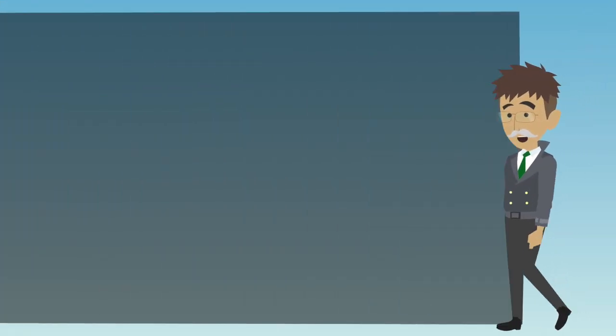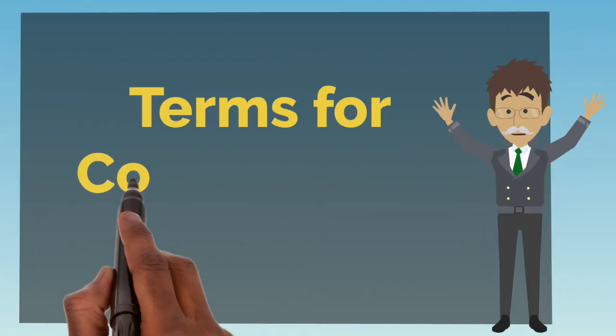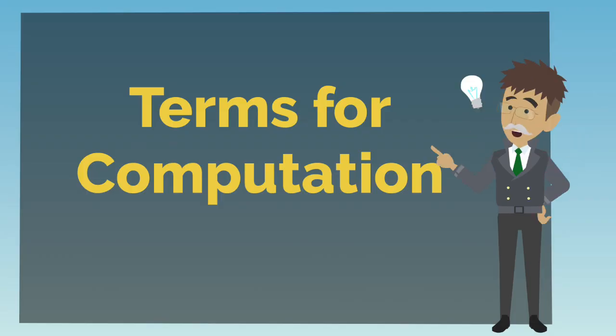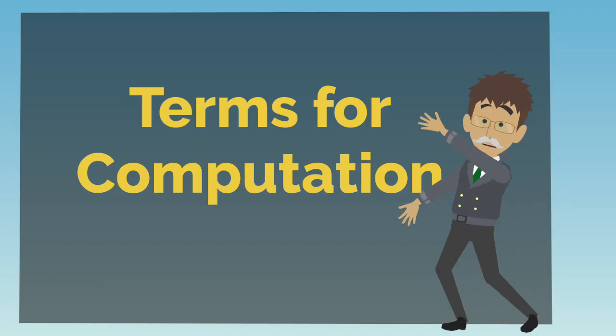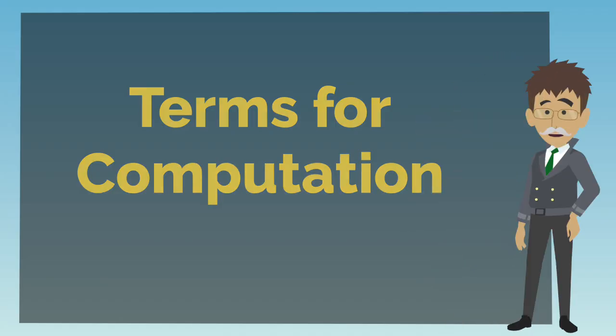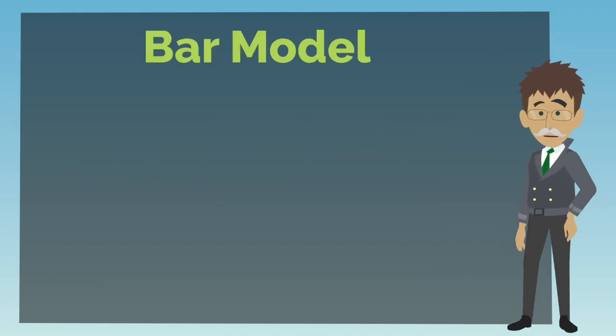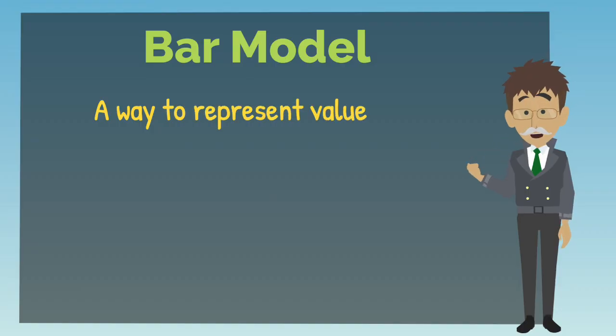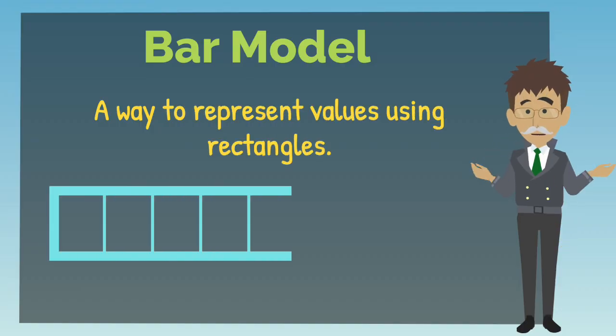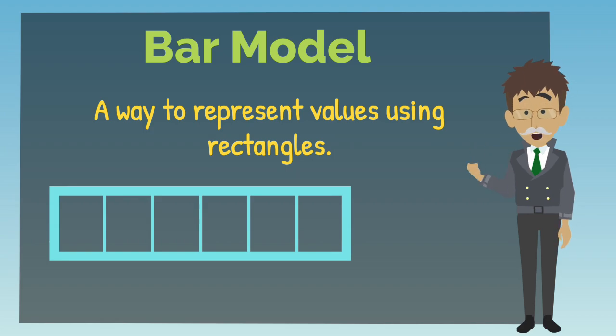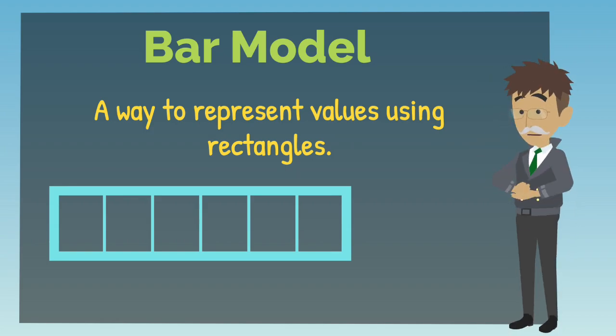Third grade, there are many terms related to computation. As you continue to learn about place value and begin to explore multiplication and division, these vocabulary words appear often. Bar model. A way to represent values using rectangles. They are useful because we can see what happens with values, and they help us understand many types of math problems.